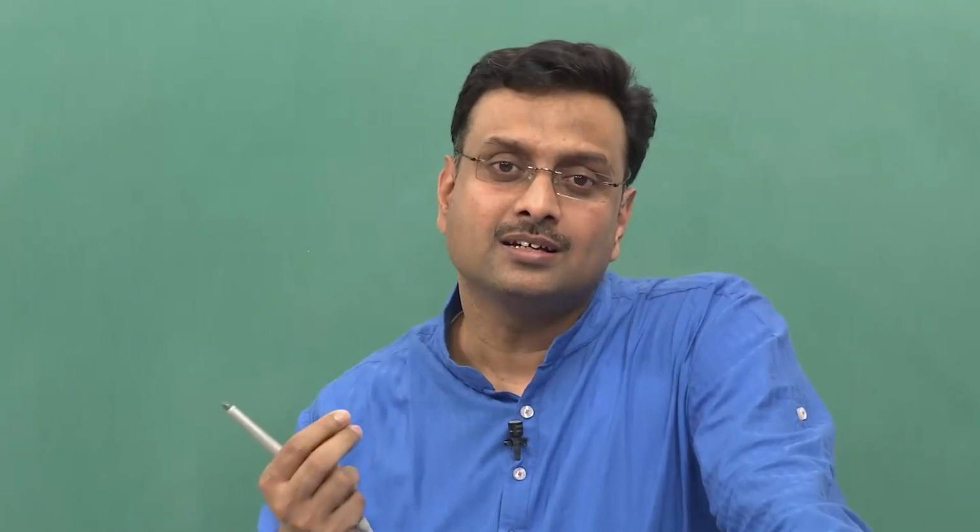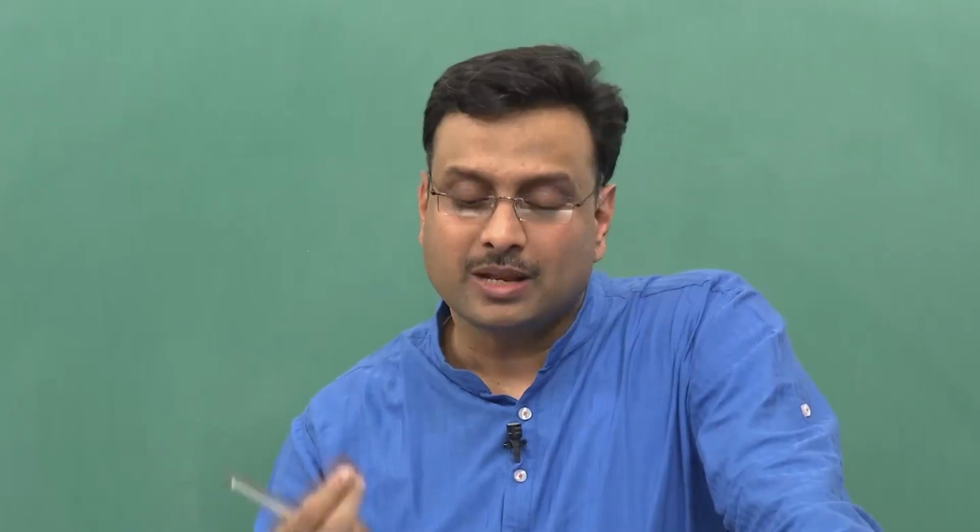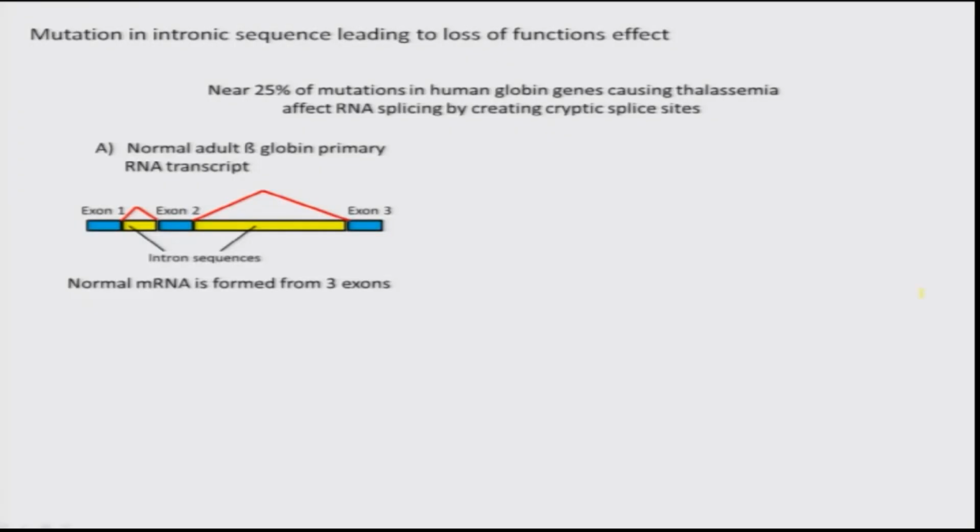So a change can create a signal for a splice site which was not present earlier. That could lead to aberrant splicing. Let's see here. This is a normal beta globin gene in a primary RNA, right? Exon 1, exon 2, exon 3, and all the introns shown in yellow color are spliced out and the exons are joined together to form a normal RNA.